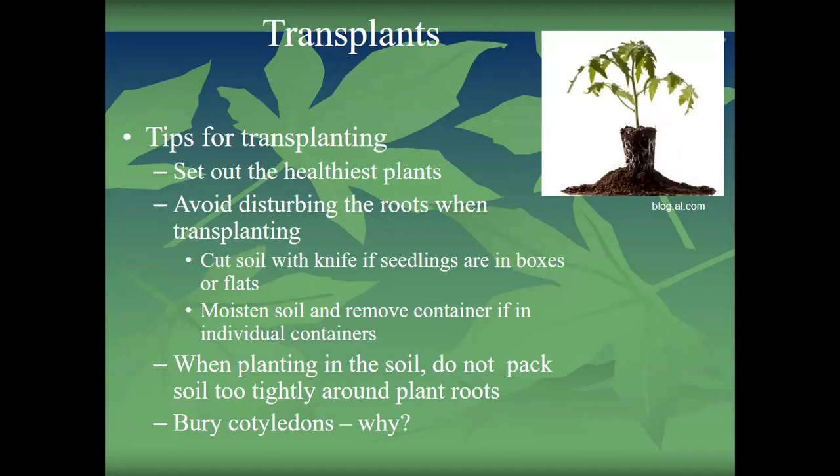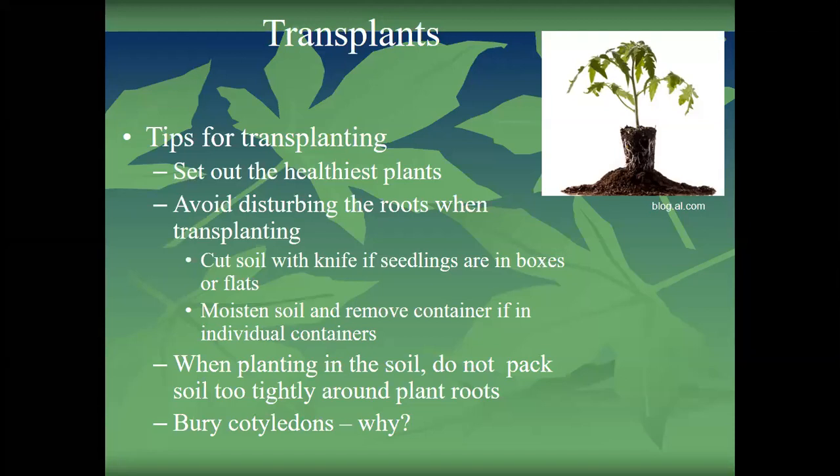Some of the tips for transplanting: set out the healthiest plants and avoid disturbing the roots when transplanting. You cut the soil with a knife if the seedlings are in a box, and then you place them in the soil, the entire thing, with all the roots intact. Sometimes it's difficult to take it out of the seedling tray. You could take a little pencil or some little device and push it through the hole to the bottom and try to get the entire plant structure removed.